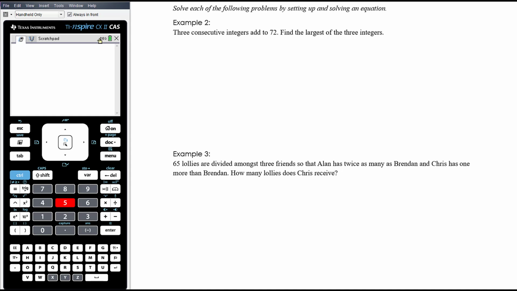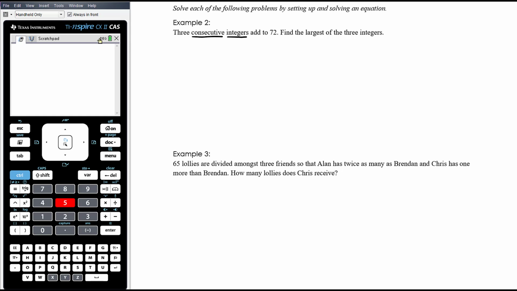Okay, example 2. So 3 consecutive integers add to 72. Find the largest of the 3 integers. Okay, so we need to understand what this word consecutive means. It means 3 integers. Integers are whole numbers, positive or negative. Consecutive means that they're 3 numbers in order. So 3, 4, 5 is 3 consecutive integers. 3, 7, 11 is not 3 consecutive integers. Yes, there's a pattern, but they are not consecutive integers, one after another.